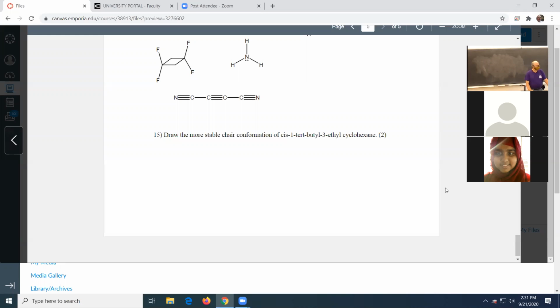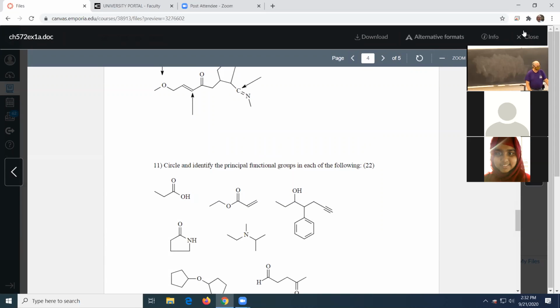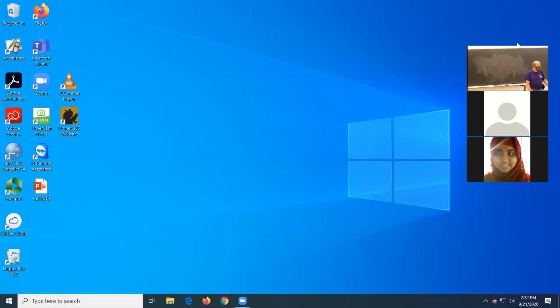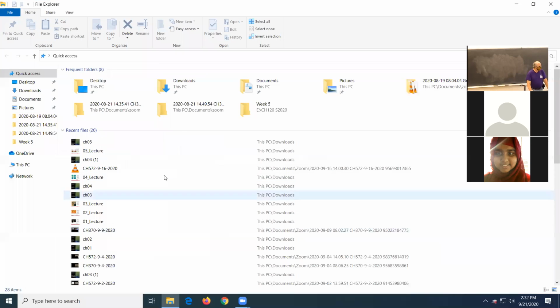All right, so I'm going to go ahead and exit this file and then pick up where we left off with K5 lecture. Okay, we'll pick up where we left off with stereochemistry.